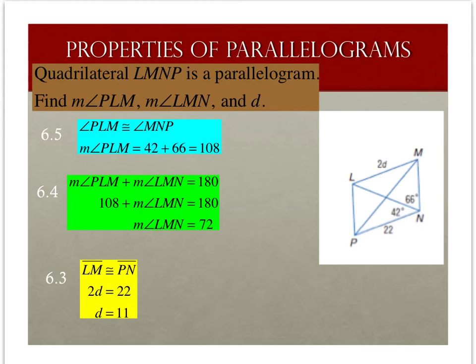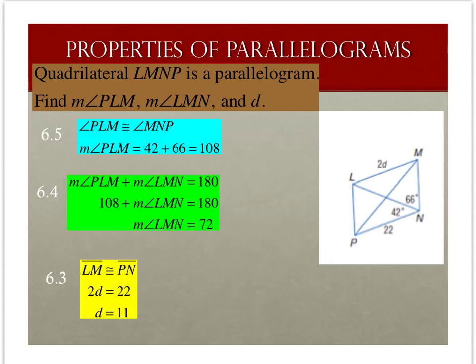Additional properties of parallelograms. So this is solving problems with these properties. Quadrilateral LNMP is a parallelogram. I want to find the measure of PLM, the measure of LMN, and I want to find the value of D. That side is 2D. So the first thing I'm going to use is 6.5. Remember that 6.5 said that opposite angles of parallelograms are congruent.